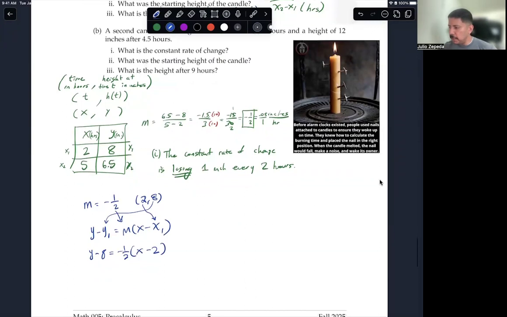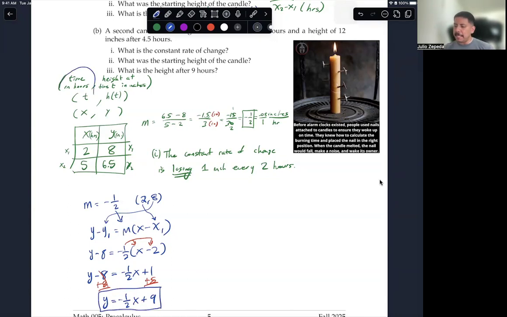So if I distribute this negative 1/2, I have... yeah, okay, we'll wait till the next step. I was going to say add 8 at the same time, but I'll just wait. So we have y minus 8 equals negative 1/2 x. Negative 1/2 of negative 2 is positive 1. And then finally, if we add 8 to both sides, then I get y is equal to negative 1/2 x plus 9. That 9 here, remember that x is the time in hours.